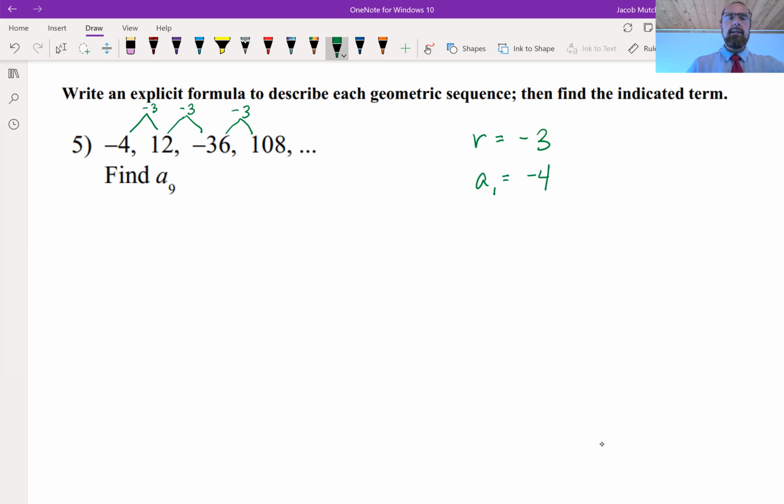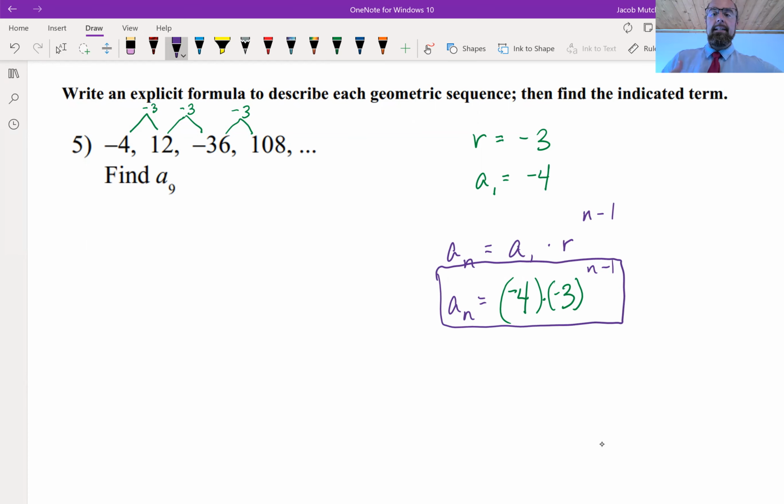So again, I've got my explicit formula template now. Remember, that's a sub n equals the first term a sub 1 times the common ratio to the power of n minus 1. So I'm going to substitute in my first term. A sub 1 is -4, common ratio of -3. I'll put parentheses just to preserve those negatives, and then I'm going to fit the rest of the formula around it. A sub n is -4 times base -3 to the power of n minus 1.